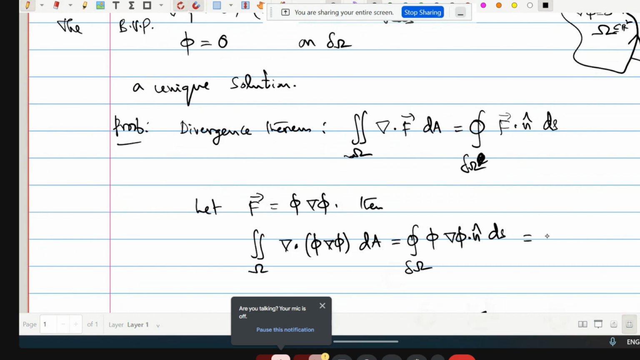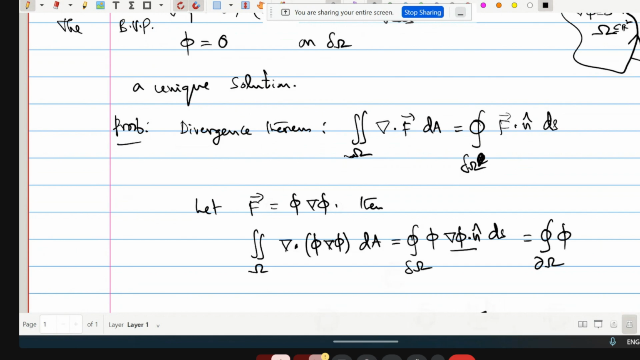Okay, so what is this one? This is actually nothing but integral over dou omega of phi into, what is this, gradient dot n, which is dou phi by dou n, right? dou phi by dou n ds.